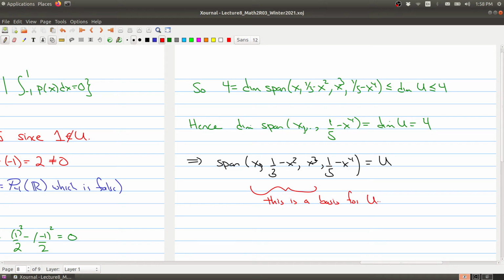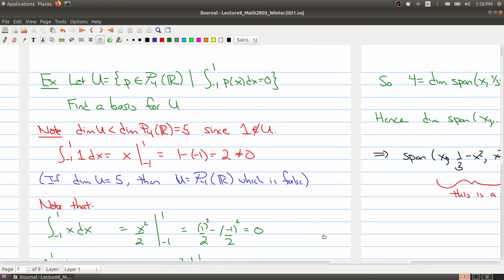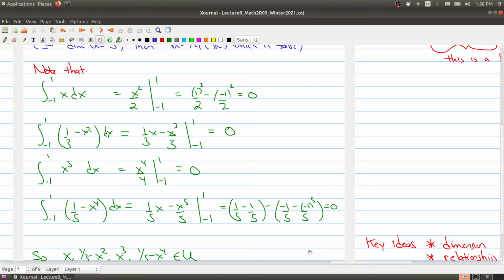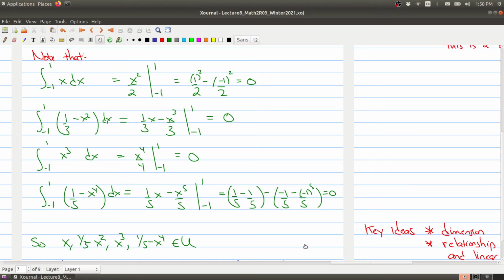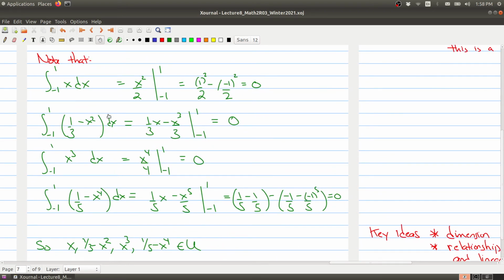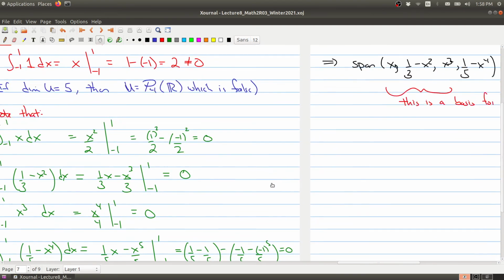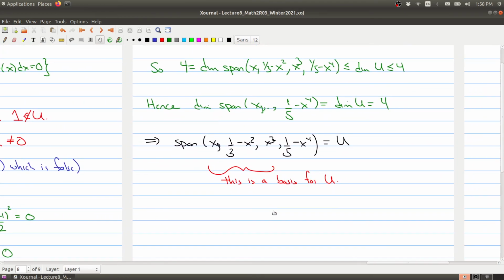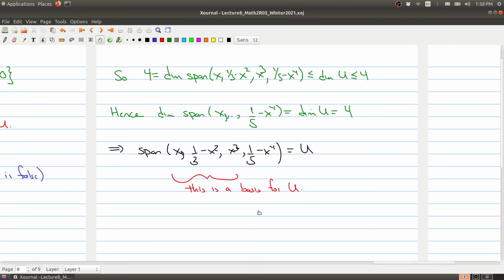Okay, so this is a complicated example because you have to use a bunch of different results. And one thing that you may be wondering is, where did I pull these from? Well, I kind of reverse engineered it. I knew that if I can find elements of different degrees inside of U, they would be linearly independent. So I worked backwards and tried to find elements of different degrees that satisfied the property that they were in U. Anyway, that gives you a detailed example, something a bit more complicated that you can do with some of the things that you've learned so far.